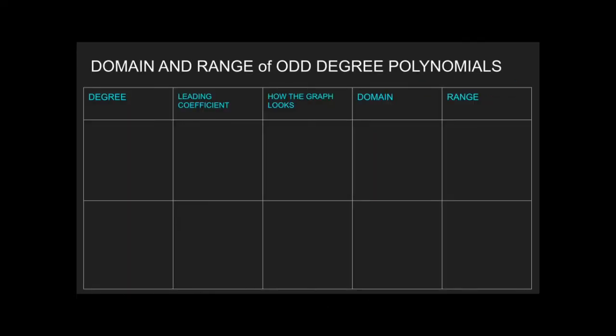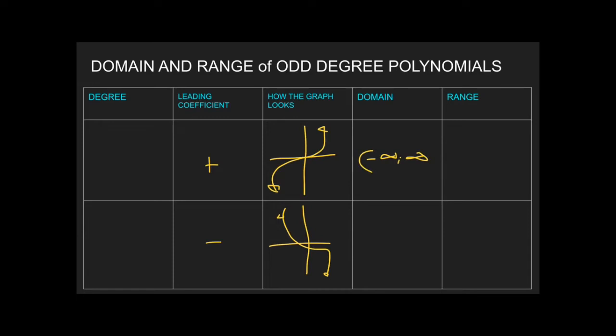To summarize, when we're dealing with odd degree polynomials, whether it has a positive or a negative lead coefficient, for example, this one here, the graph goes up like this, and this one, the graph goes down like this. Our domain and range will always be the same. So negative infinity, comma, infinity for our domain.